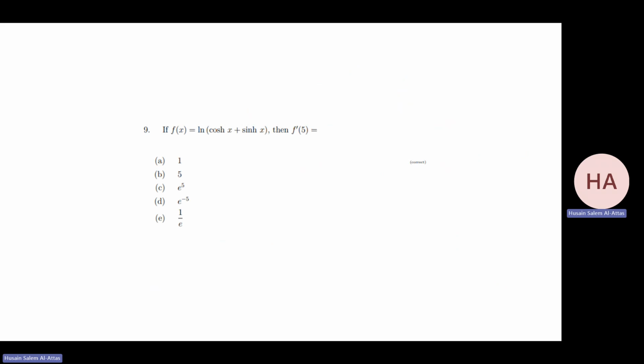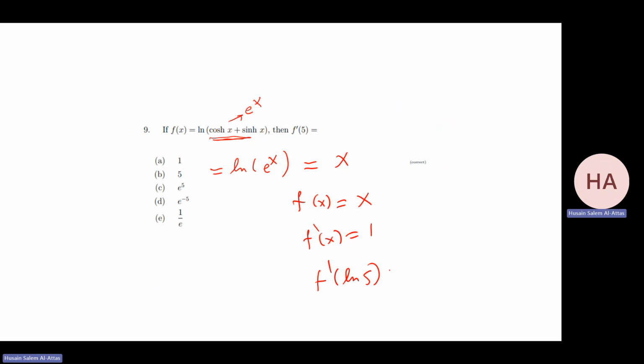If f(x) equals ln of e^x, then find f prime at 5. Be careful. These things you need always to remember. This is e to the power x, so that will be ln e^x, which is x. So my f of x is x, only x. F prime at x will be 1. F prime at ln 5 or at 5 is also 1, since f prime is only the constant function 1.